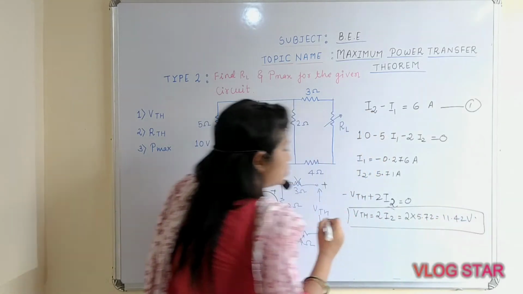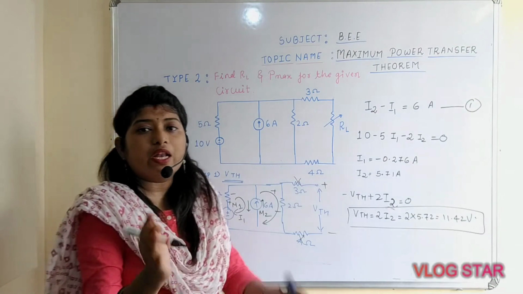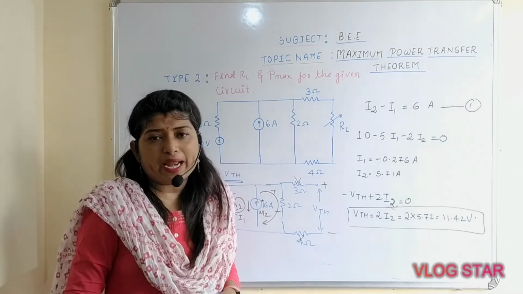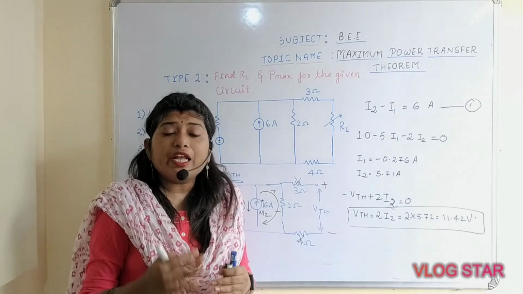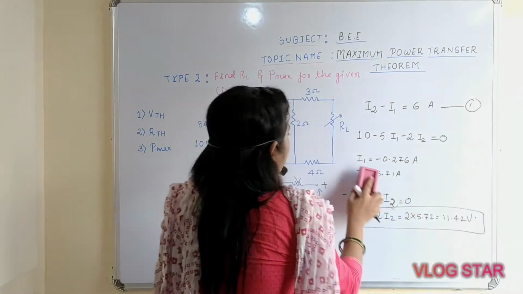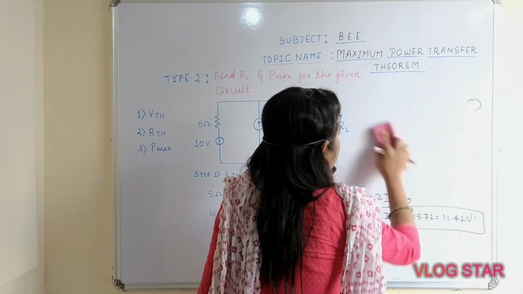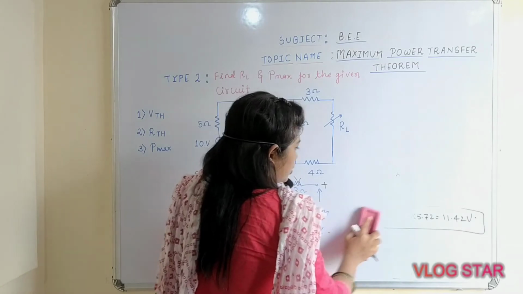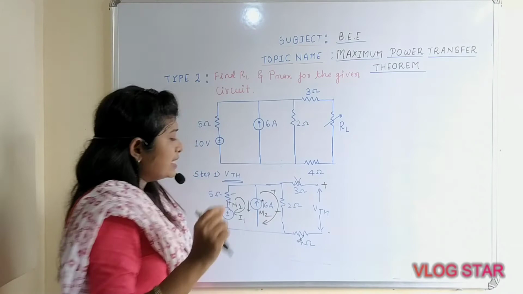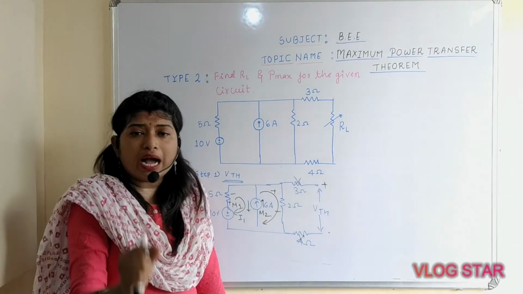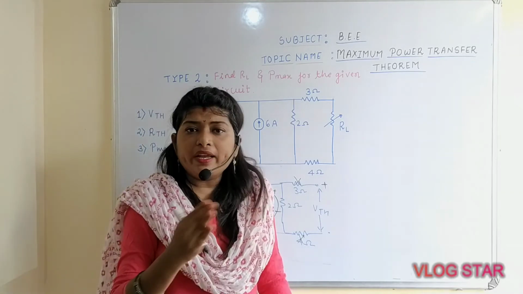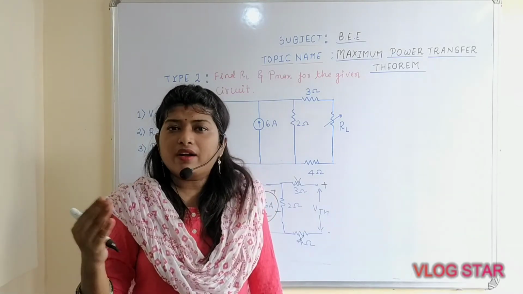I hope you have understood how to calculate Thevenin's equivalent voltage in case of the maximum power transfer theorem, the first parameter related to that. Now similarly, you have to calculate Thevenin's equivalent resistance. What is the procedure to calculate Thevenin's equivalent resistance? The first procedure that you need to follow is what? You have to identify the sources in the circuit. Which are they? It could be a voltage source or it could be a current source.